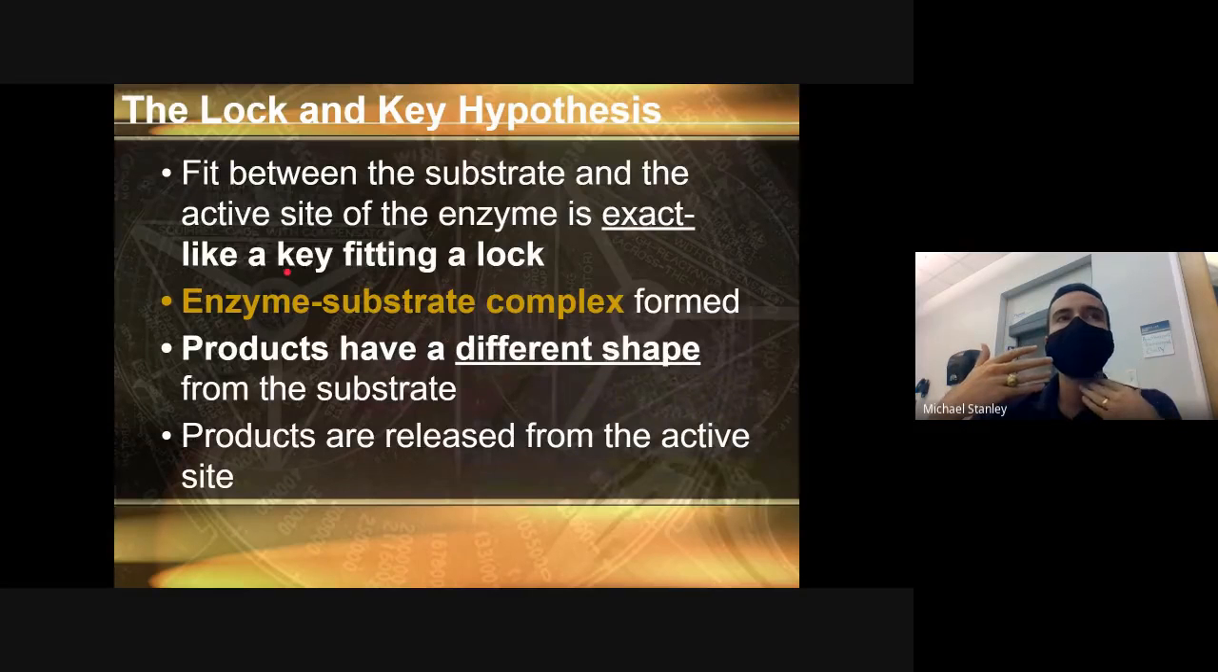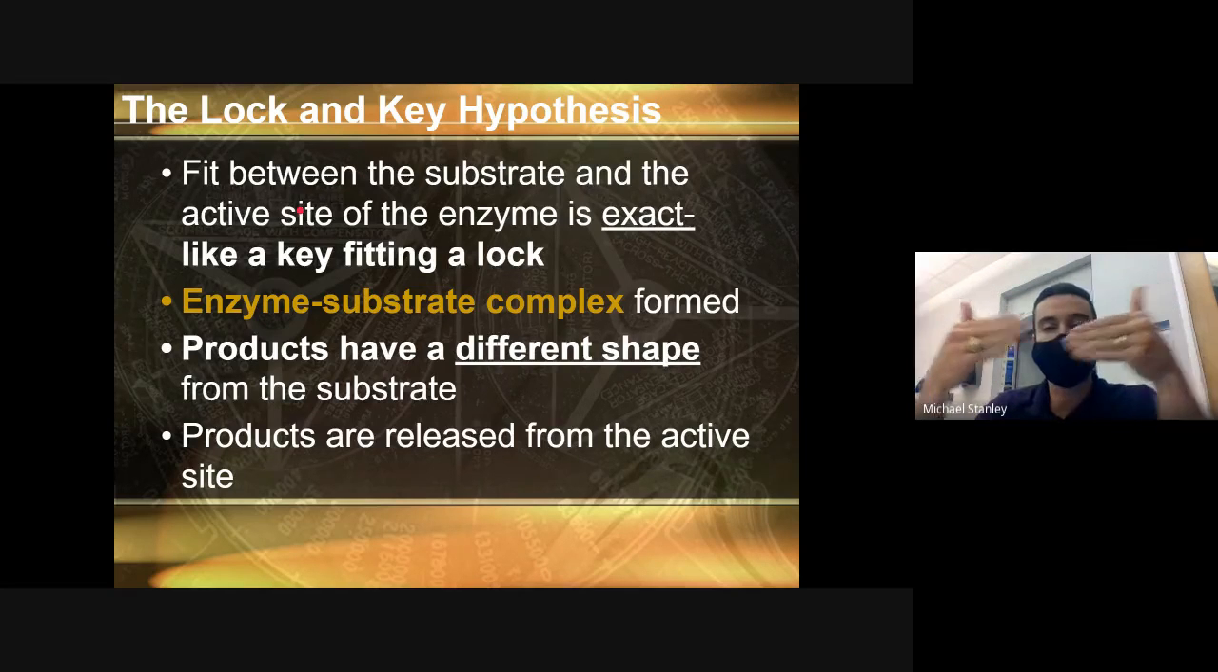So there are a couple different ways that scientists explain how the active site and the substrate kind of fit together. One of the explanations that they've come up with is called the lock and key hypothesis. And this is pretty much exactly what it sounds like. Some scientists think that the substrate and the active site should be like a perfect close fit to each other, just like a key fitting into a lock.